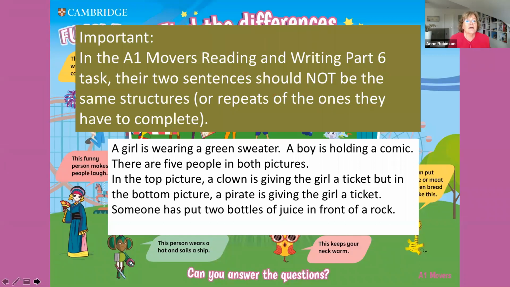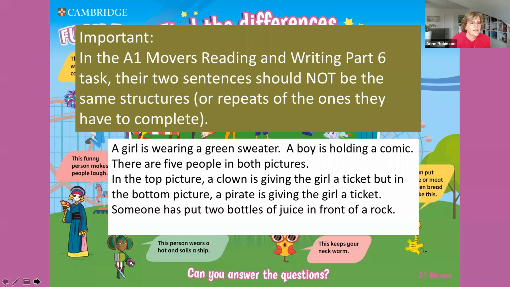And one important thing I wanted to remind you of is that, for example, in the final part of A1 Movers Reading and Writing, they have a picture. They have 2 sentences to complete about the picture. They have 2 questions to answer about the picture. And then they have to write their own 2 sentences about the picture. And those 2 sentences that students have to write should not talk about the same things that have already been given in the examples and in the completing the sentences and questions. And they should be 2 different structures.